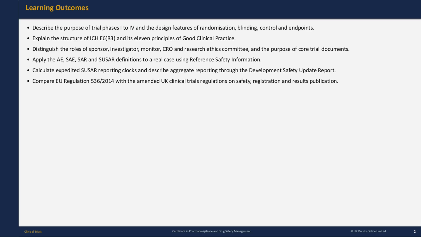Learning outcomes. Describe the purpose of trial phases I to IV and the design features of randomization, blinding, control, and endpoints. Explain the structure of ICH E6R3 and its 11 principles of good clinical practice. Distinguish the roles of sponsor, investigator, monitor, CRO, and research ethics committee, and the purpose of core trial documents. Apply the AE, SAE, SAR, and SUSAR definitions to a real case using reference safety information.